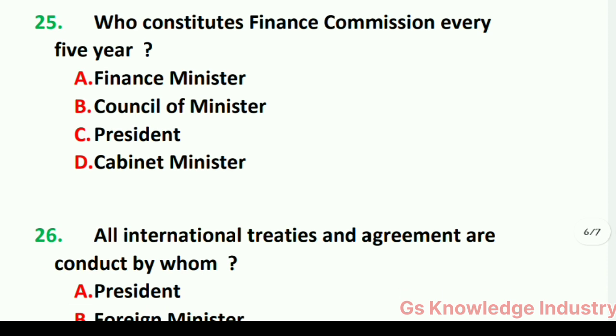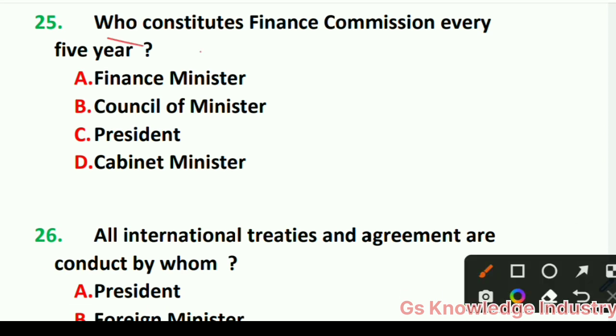25 number question. Who constitutes Finance Commission every 5 years? Option A, Finance Minister. Option B, Council of Ministers. Option C, President. Option D, Cabinet Minister. Here the right answer is option C, President, right?